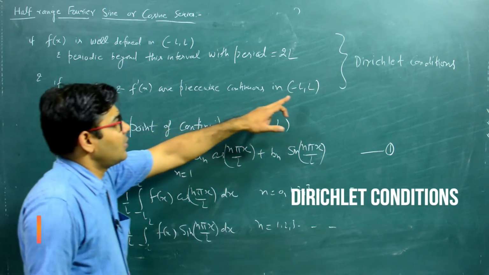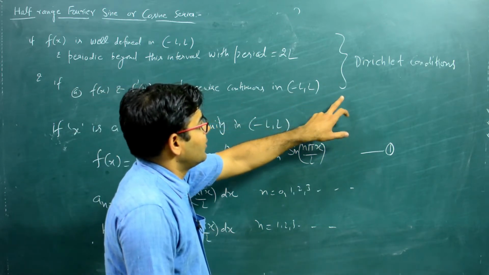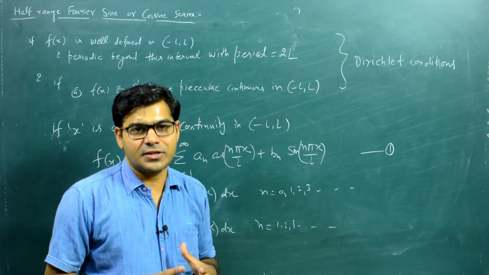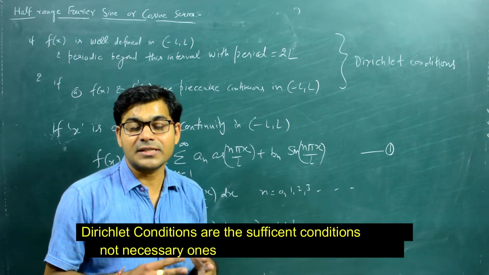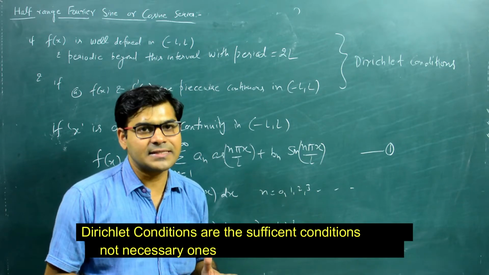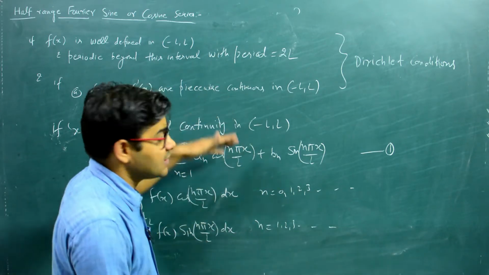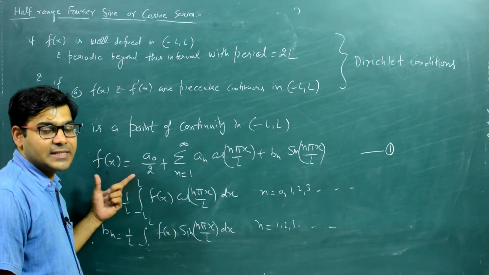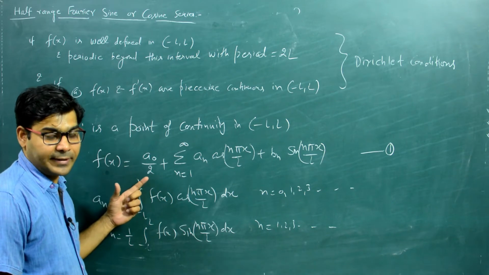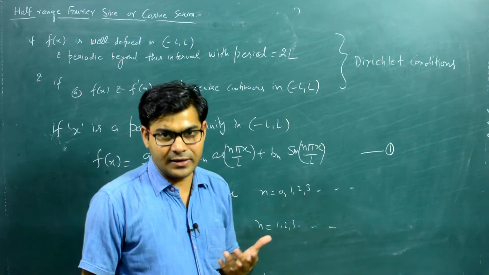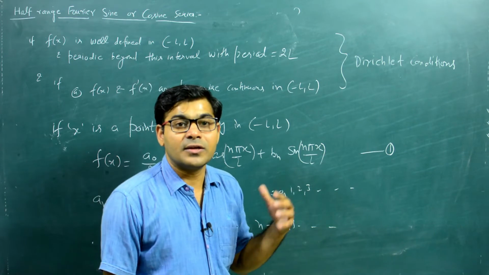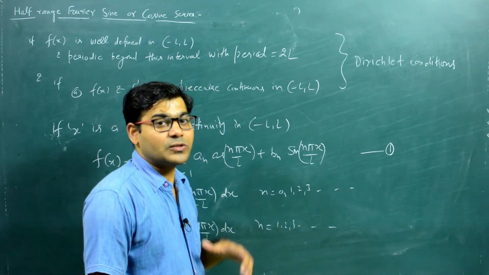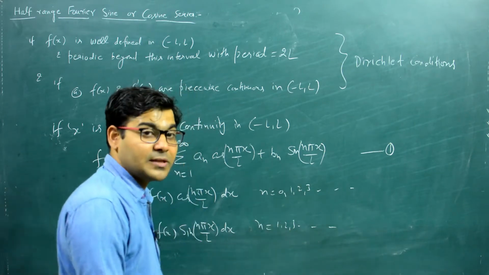These conditions are called Dirichlet conditions. But we have to keep in mind that these Dirichlet conditions are sufficient conditions for writing down a Fourier series expansion of a given function f(x). They are not the necessary condition. That is, if these conditions are satisfied, then certainly we can write down a Fourier series expansion of a given function of this kind. But if these conditions are not satisfied, even then there are chances that we can still write down this kind of expansion. We may or may not be able to write it down. So these are sufficient conditions but not necessary ones. That we have to keep in mind.